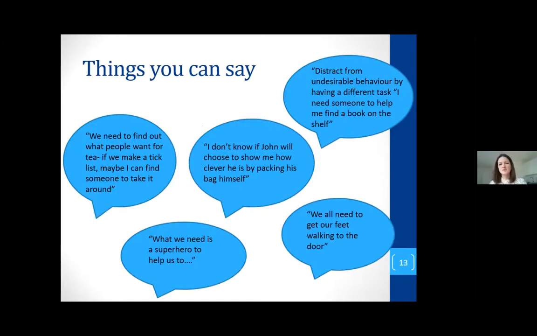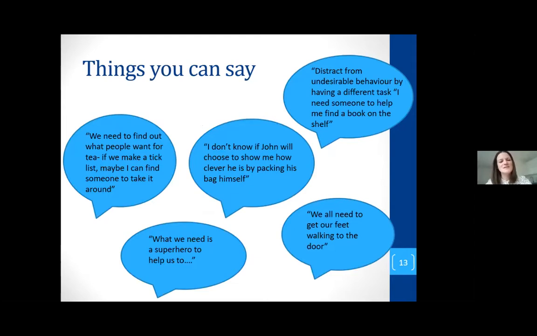So here's some examples of things you can say if you've got a very demand avoidant young person. You don't want to be saying you need to do this, or I told you this and you haven't done this, and you don't want to be saying no a lot. So these are some of the things you might say instead. So you can have, oh, I need a superhero to help me do this. And if that's their interest, suddenly they're, yes, I can do that.